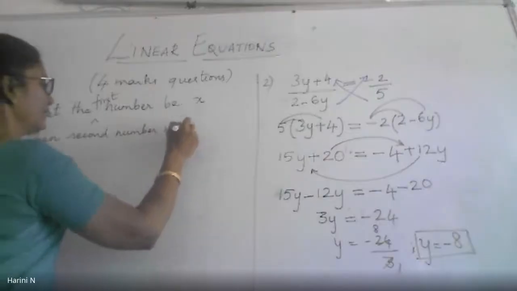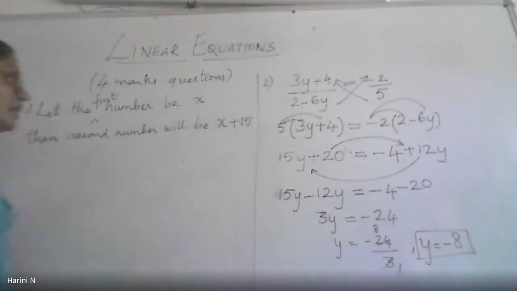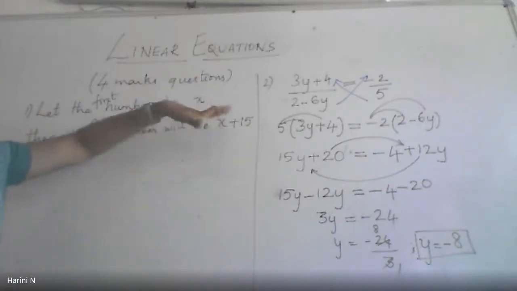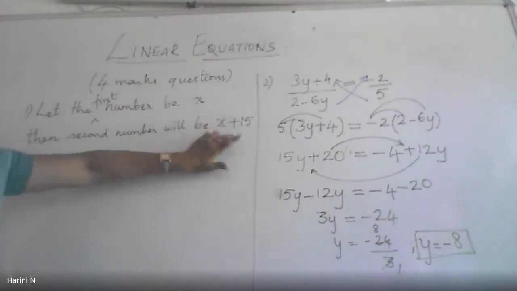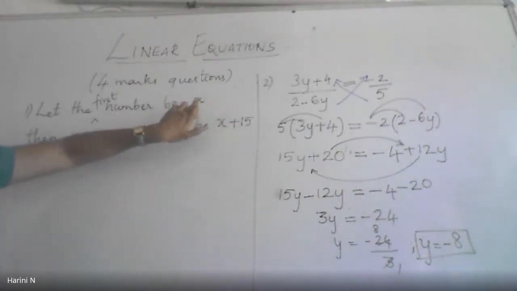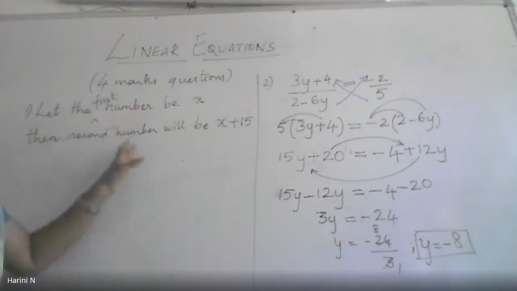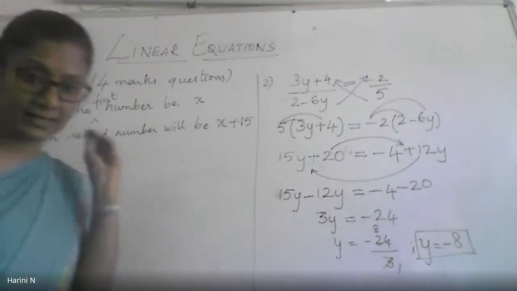Will be x plus 15. Why? Because one number exceeds means more. So this number, that is the second number, is 15 more than the first number. So if the first number is assumed to be x, the second number definitely will become x plus 15. Alright. So we have two numbers, both of them written in terms of the variable x.